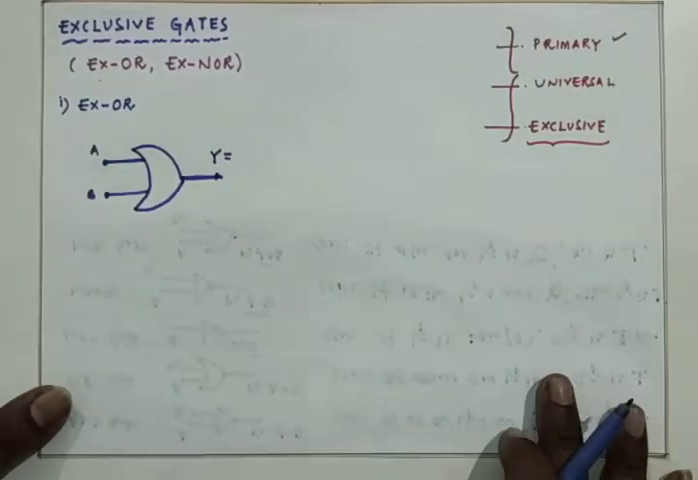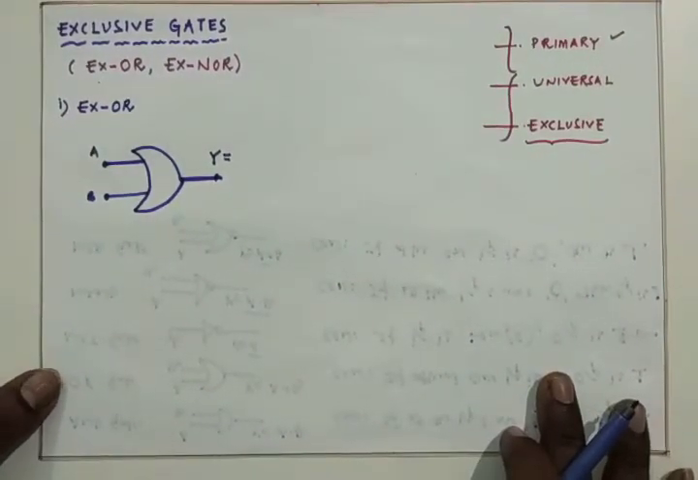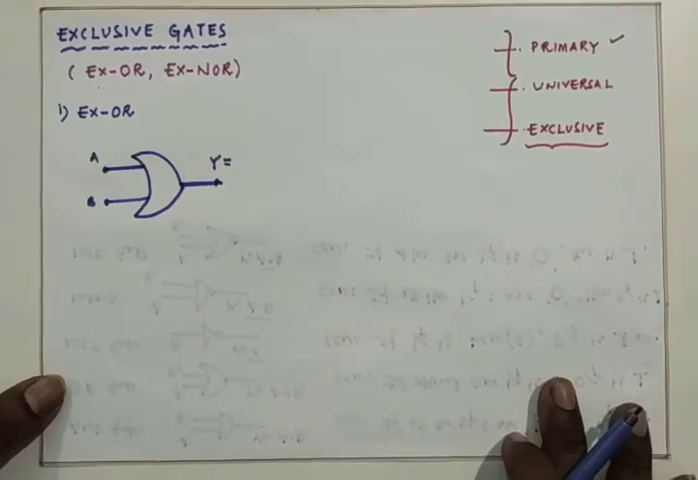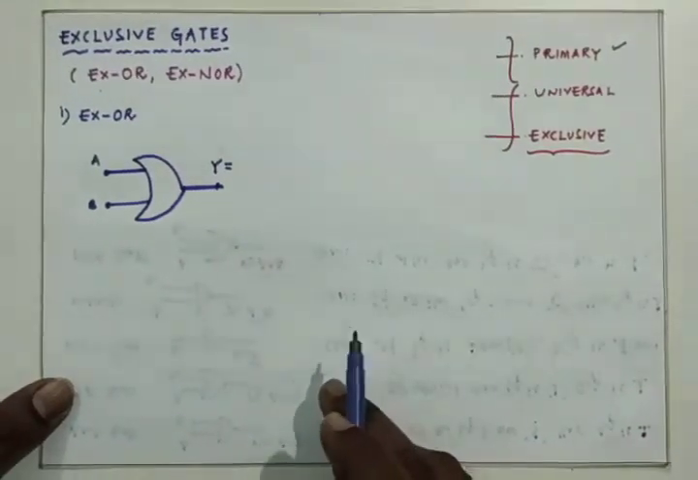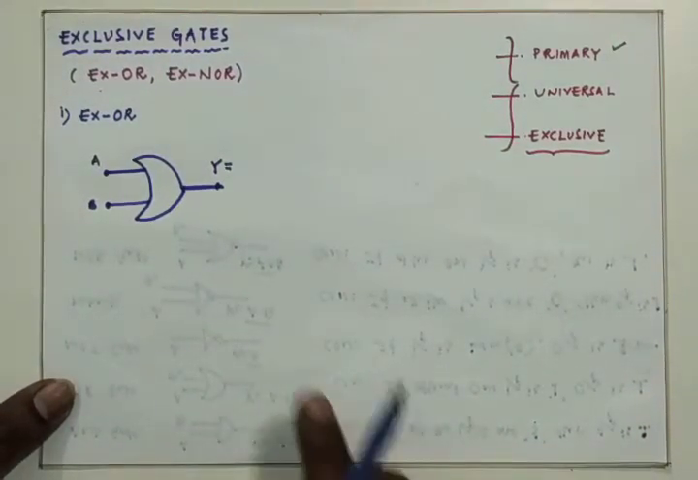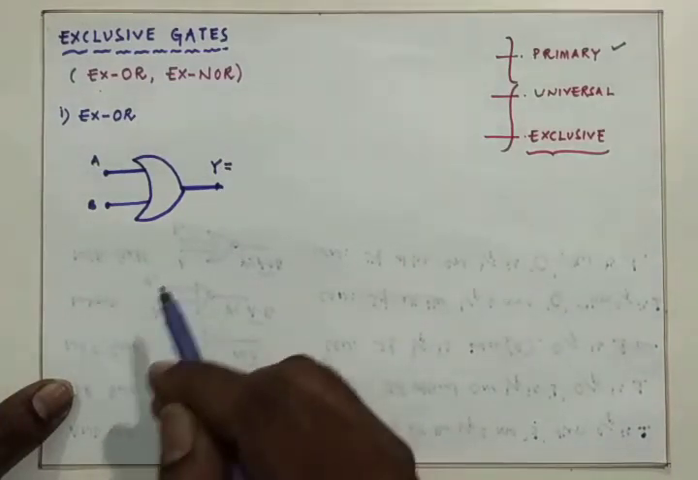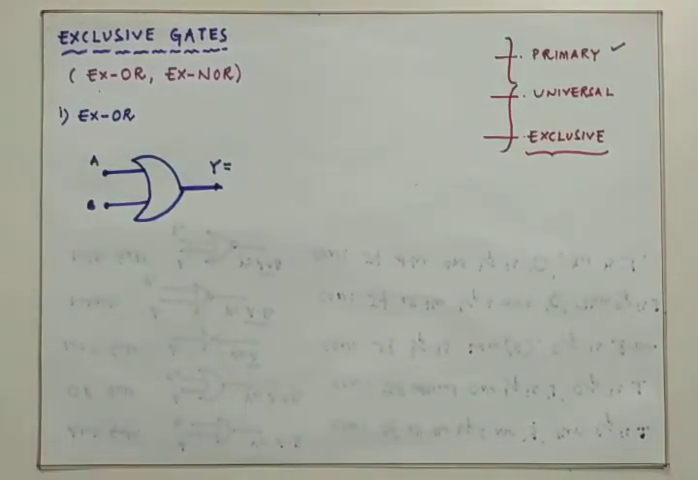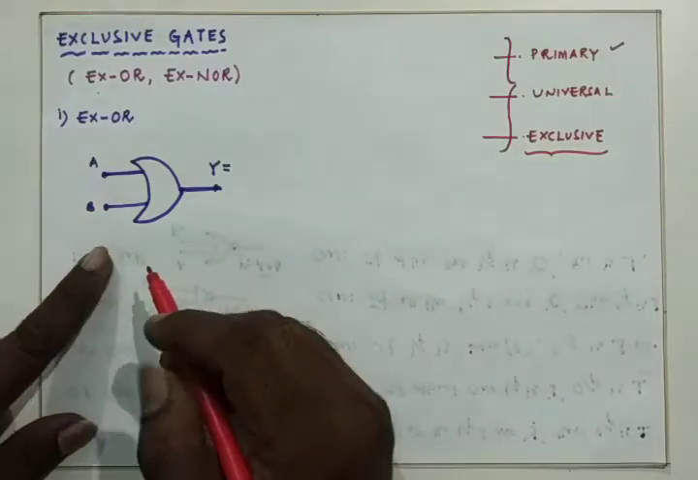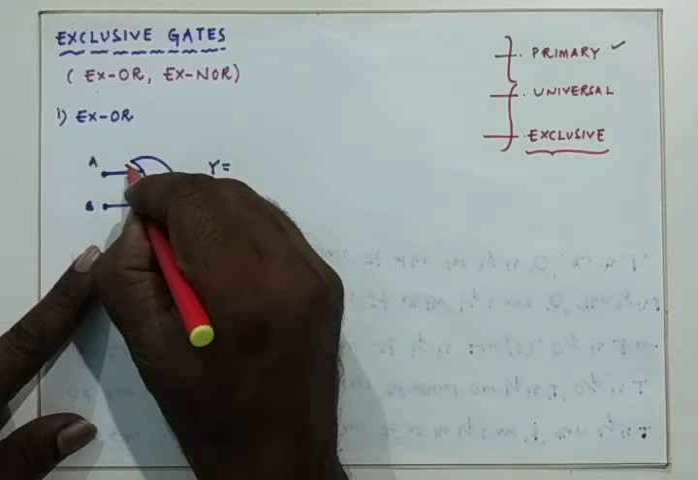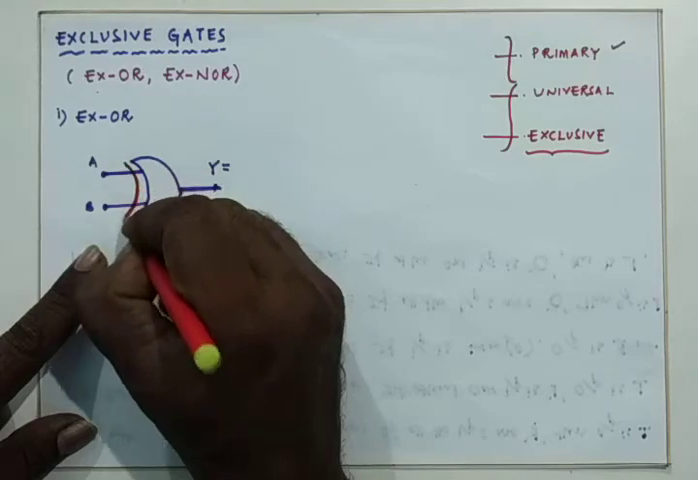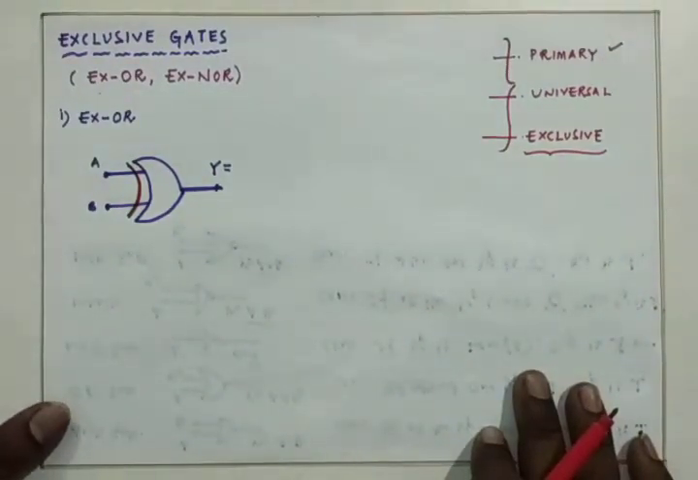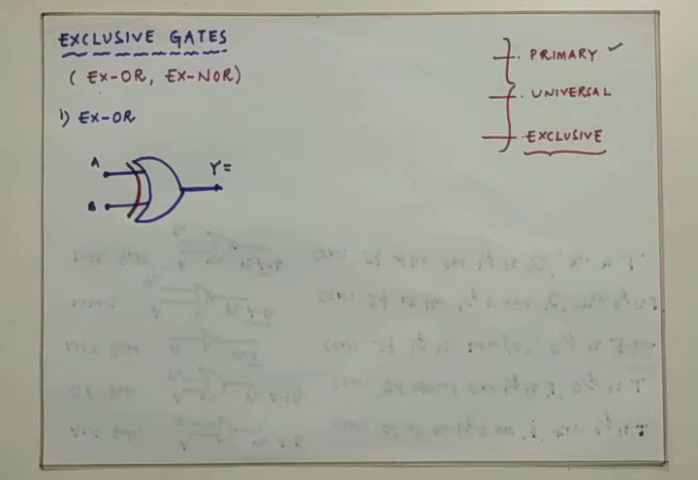But here we are not going to go with the primary and the universal gates. We are going to study the exclusive gate. This is the exclusive OR gate. Exclusive OR gate means it is one class of OR gate only. It has a difference in the logic symbol also: by adding one more parallel line on the input side, it is called exclusive OR. Now this gate is the exclusive OR. Then what is the function of the OR gate?